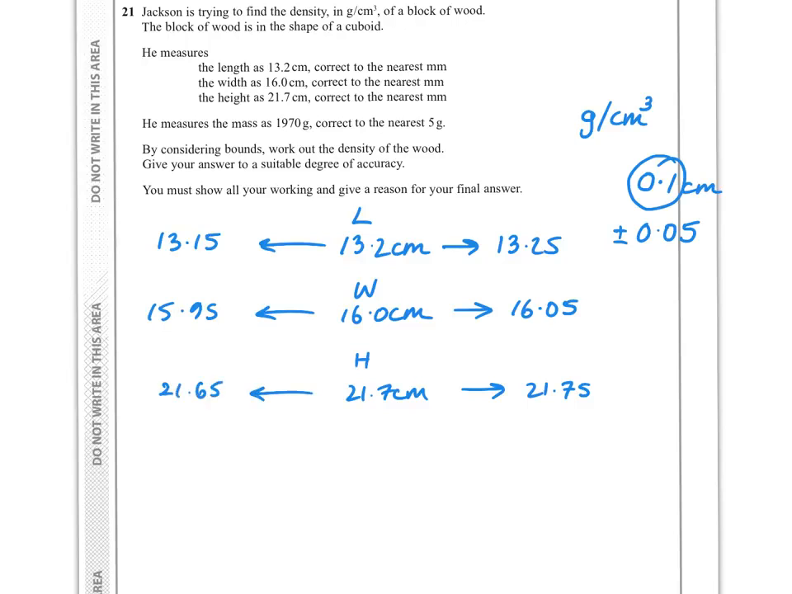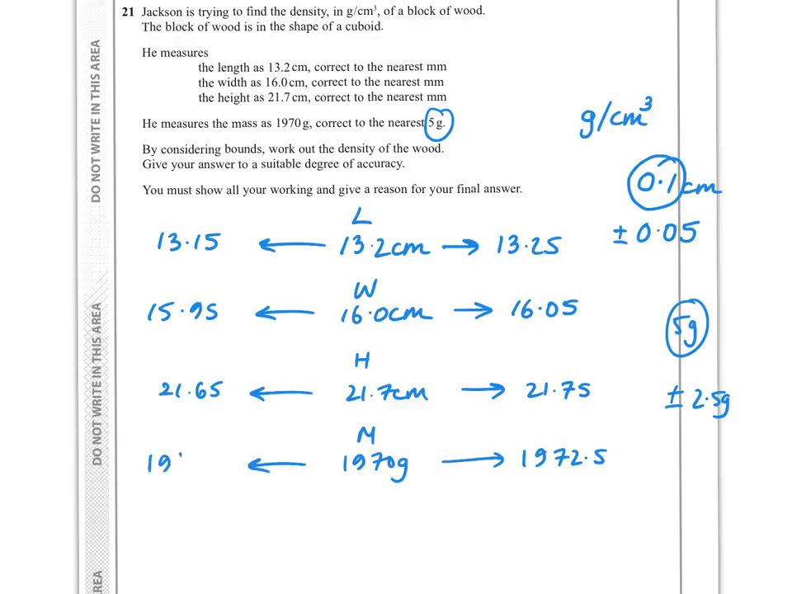And then the mass is 1,970 grams to the nearest 5 grams. So cut this in half so you can plus or minus 2.5 grams to each. So you get as high as 1972.5 and as low as 1967.5. So that's the first part.